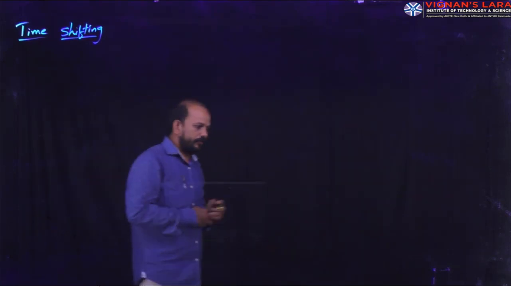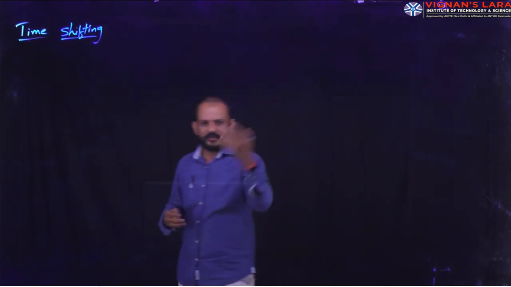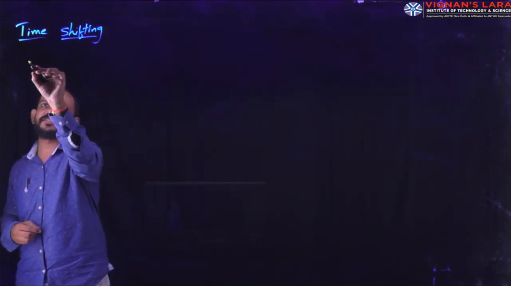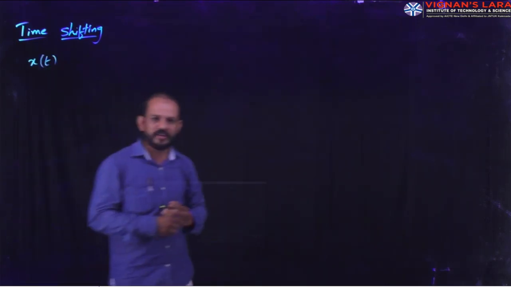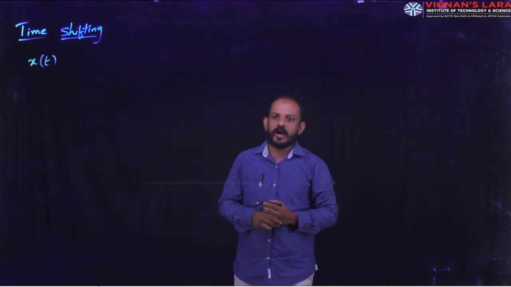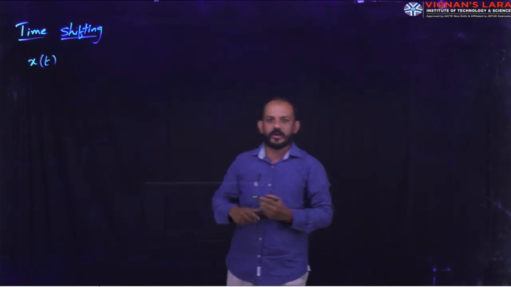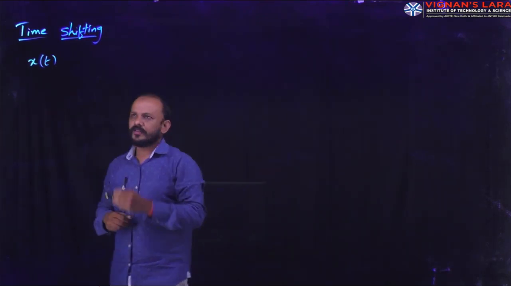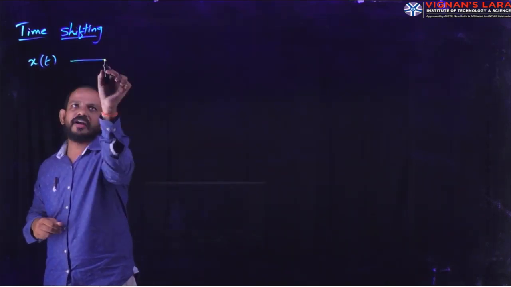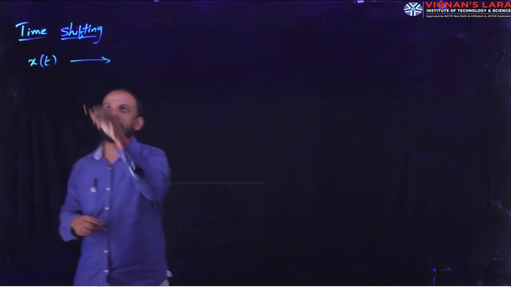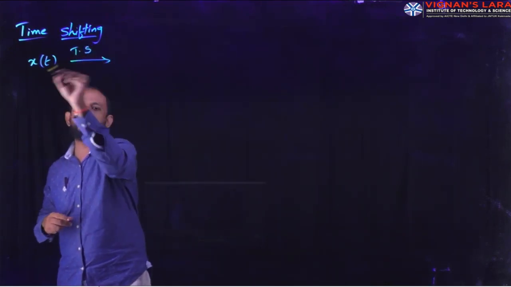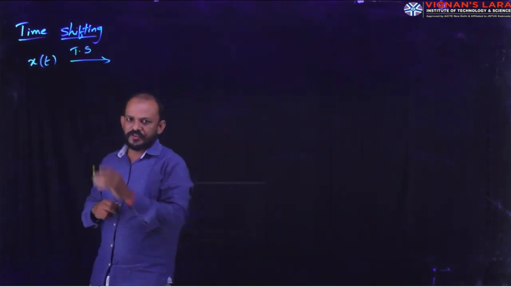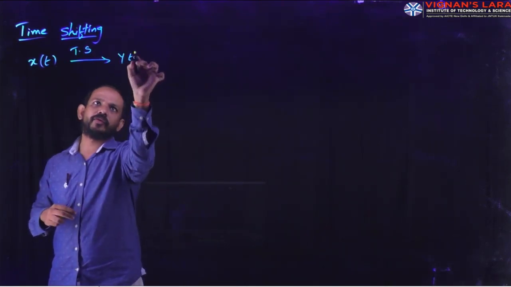Now, if I want to perform a time shifting operation on a signal, for that I am considering a signal as x of t. Now I have to perform the time shifting operation on that signal. On this signal x of t, I perform the time shifting operation, and it is producing some output. In general, we will take the output as y of t.